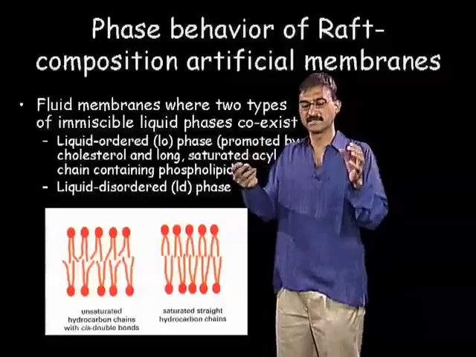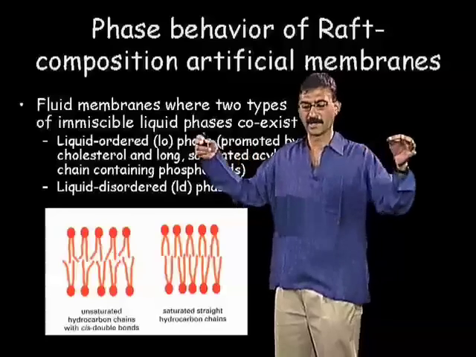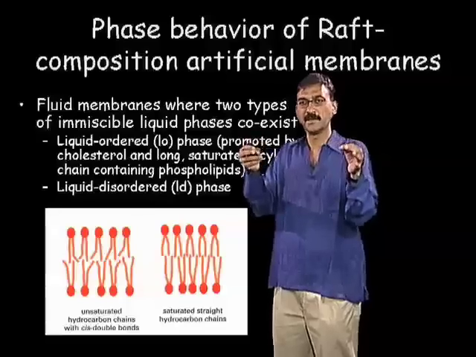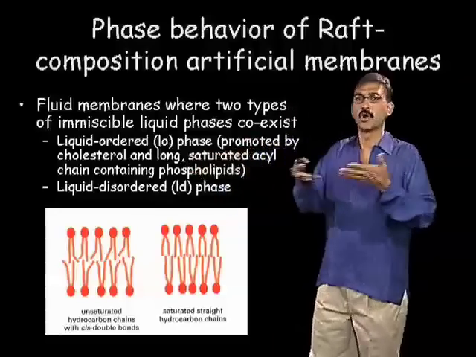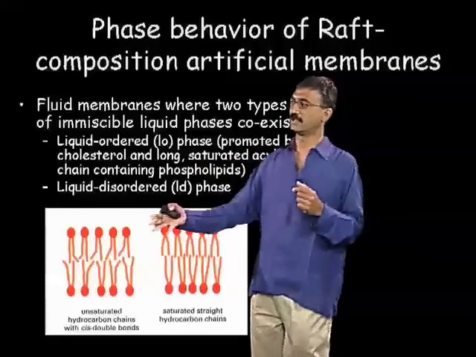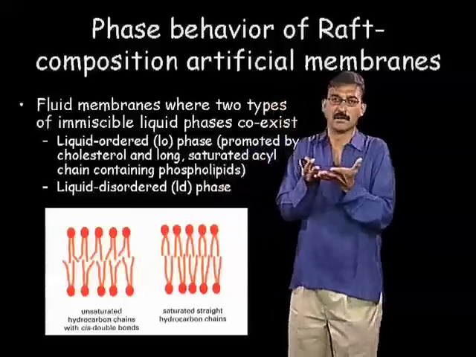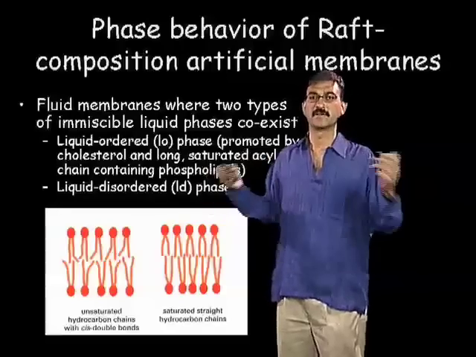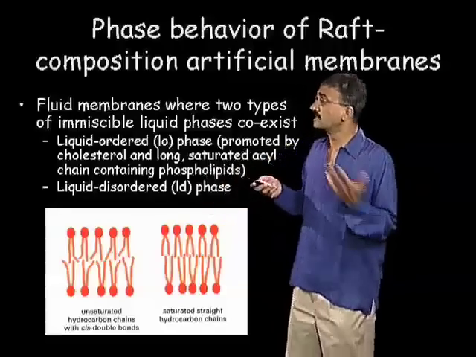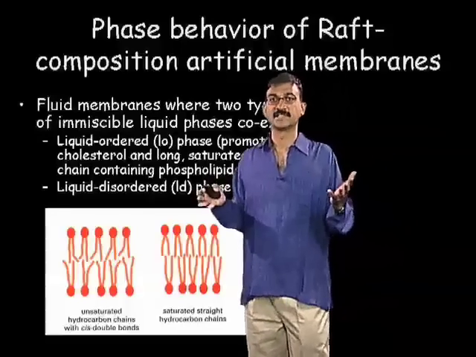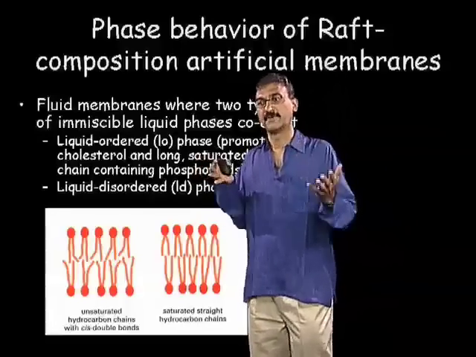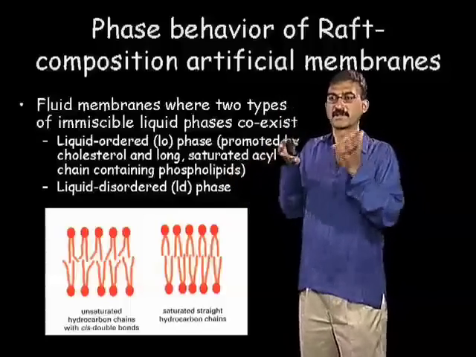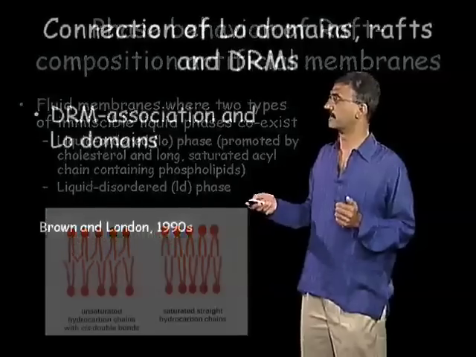The liquid ordered phase is defined by a phase where there is limited translational mobility, but there is no long-range order. Whereas a liquid disordered phase is a phase where there is no short-range order nor limited translational mobility. So these two phases coexist in cell membranes, and the liquid ordered phase seems to correspond to a phase with the composition of the detergent-resistant membrane.